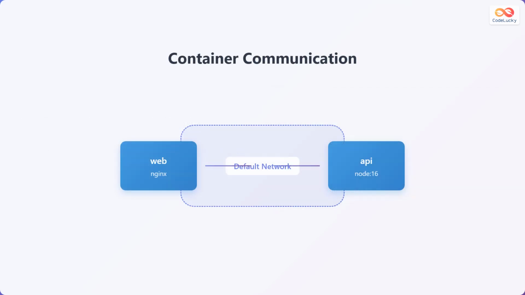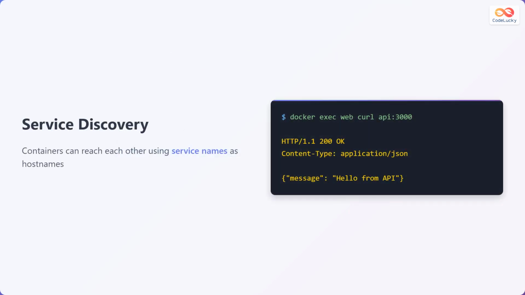This diagram illustrates how containers communicate within the default network. You have the Web and Application Programming Interface containers, and they're both part of the default network. This setup allows these containers to easily find and communicate with each other. Docker uses internal Domain Name Service or DNS resolution. So each container in the default network is automatically assigned a hostname that matches its service name. This allows the containers to reach each other using their service names as host names, making communication straightforward. Containers can reach each other by using service names as host names.